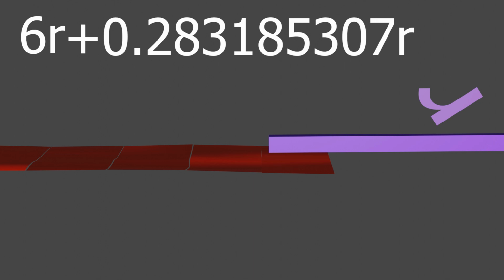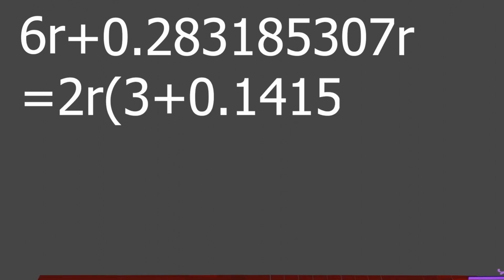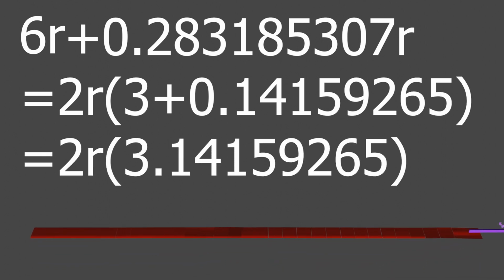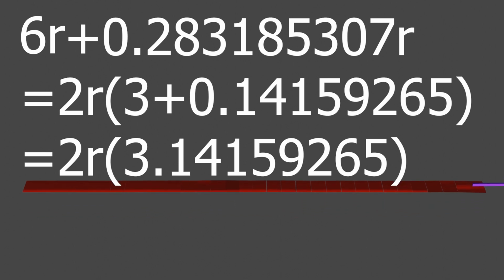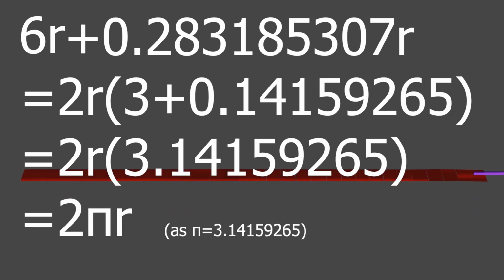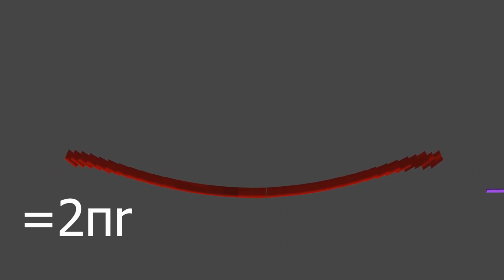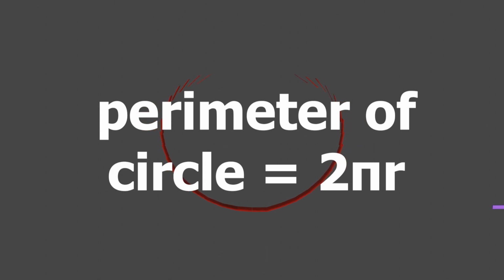0.28318530, first calculated by Archimedes. This gives 2r into 3 plus 0.14159265, equal to 2r into 3.14159265, which gives the value 2 pi r. Hence it is proved that the perimeter of a circle is 2 pi r.